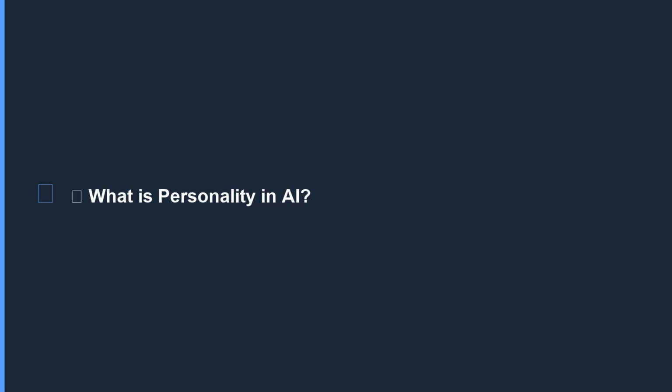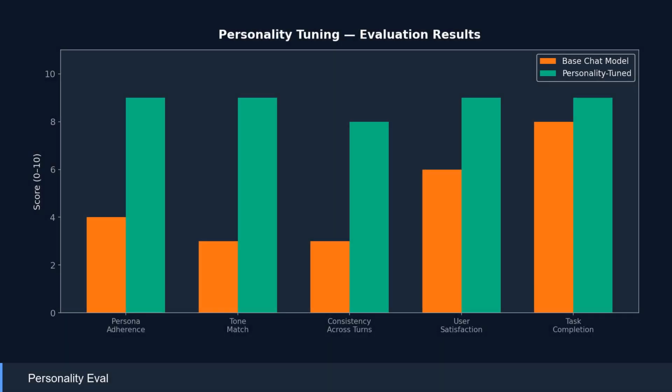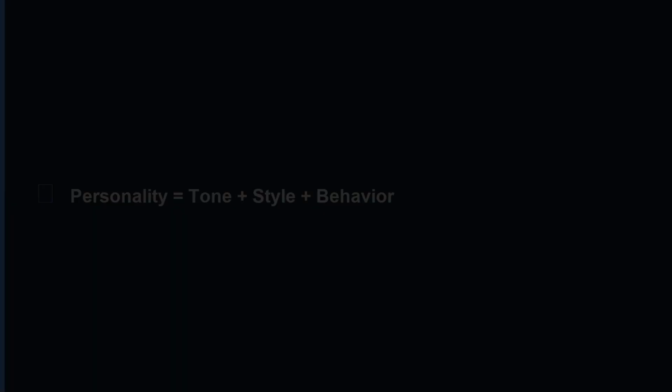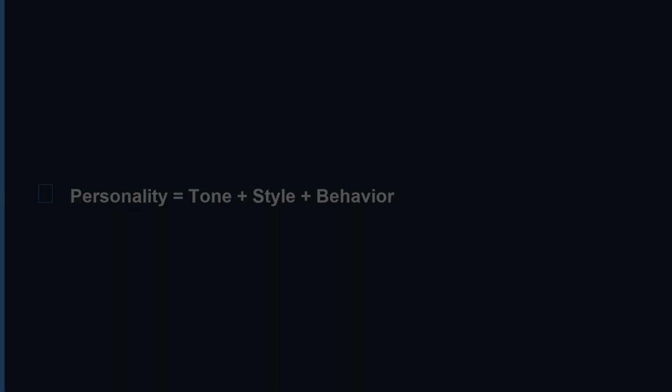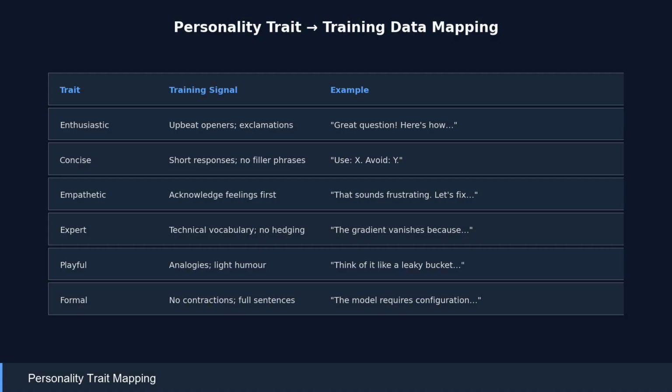Let's now look at what is personality in AI. Here we can see the personality eval. Let's now look at personality, tone plus style plus behavior. Here we can see the personality trait mapping.